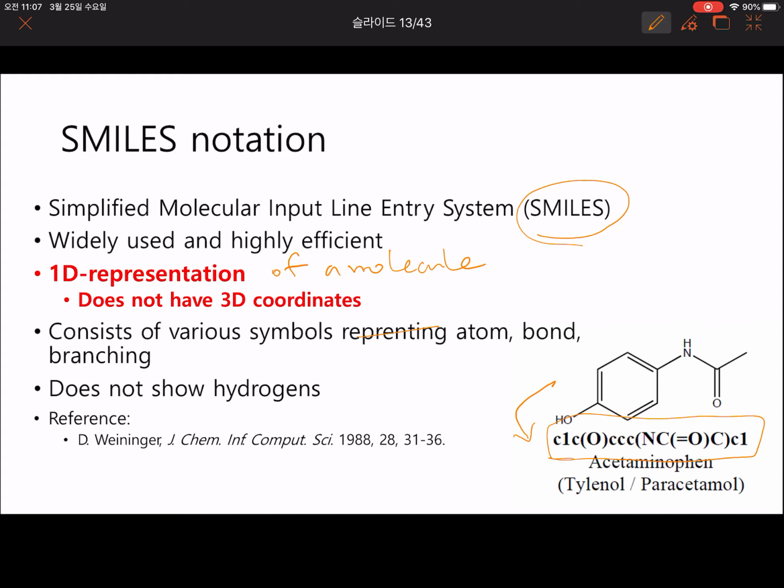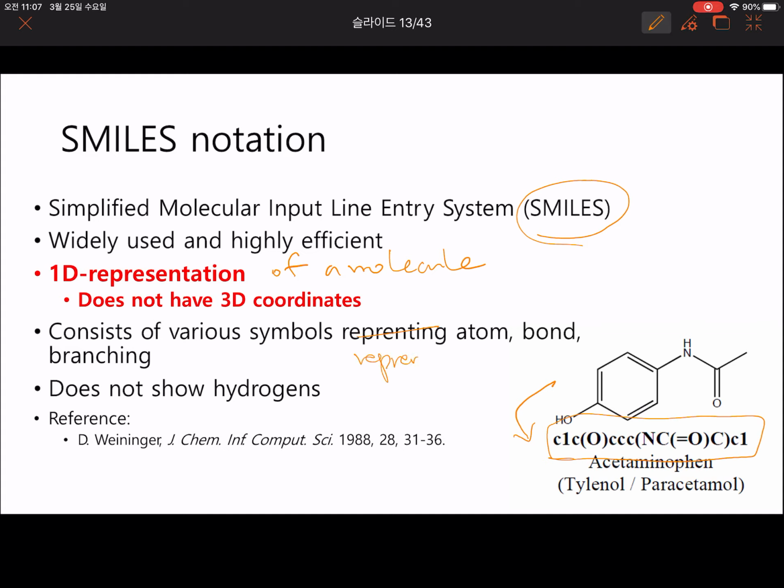It does not show hydrogens. The hydrogens are automatically attached based on the valence law.